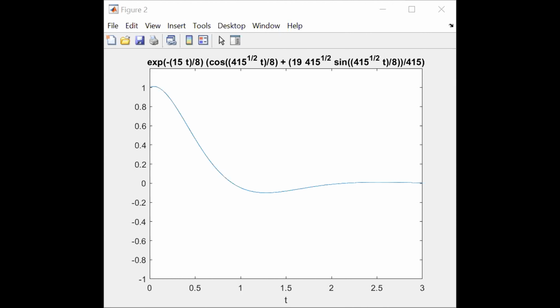Everybody got the same solution using Laplace transform? Okay. Now what I'm going to do is go back to the MATLAB screen and make some changes.